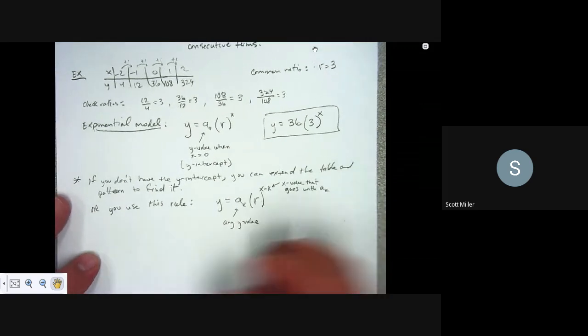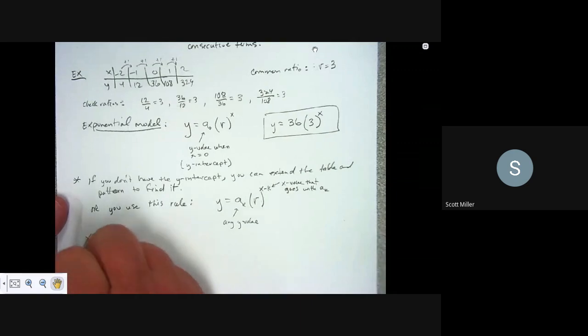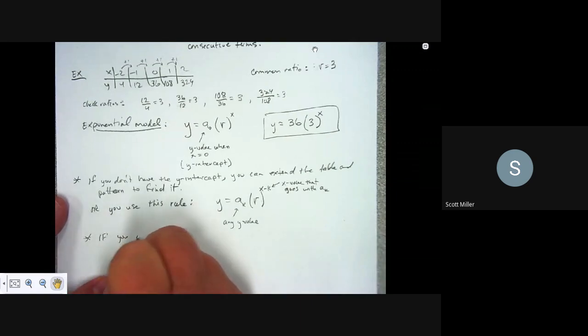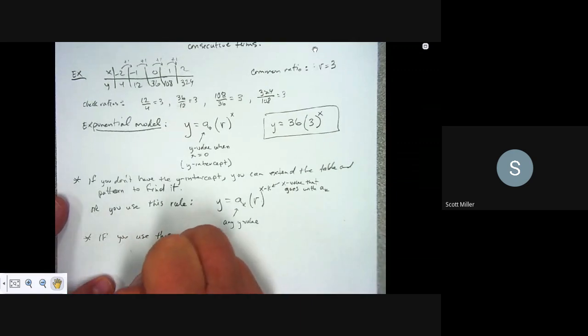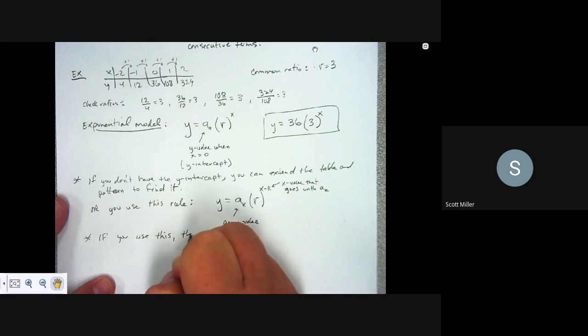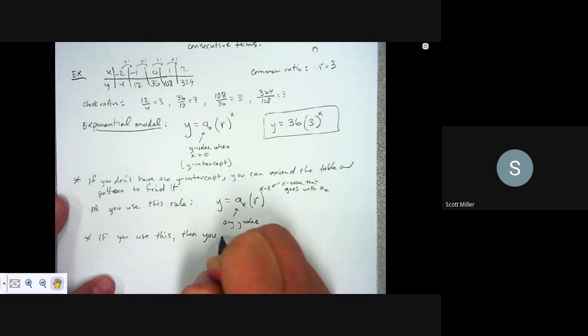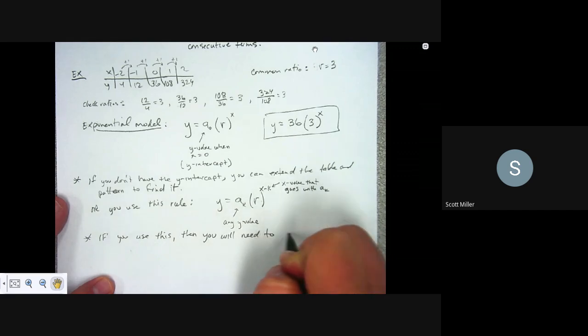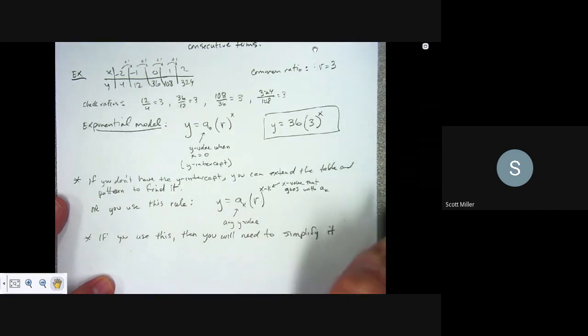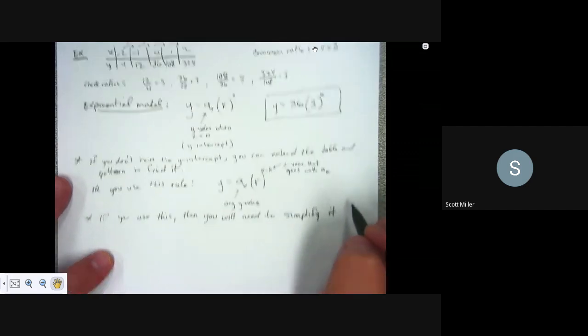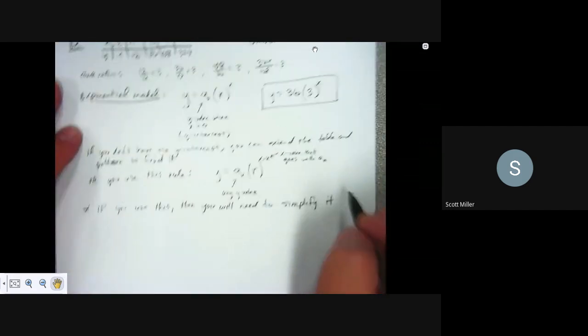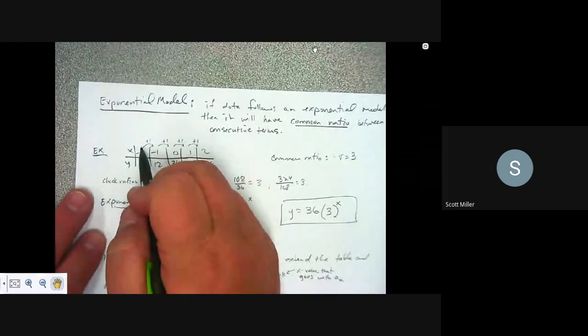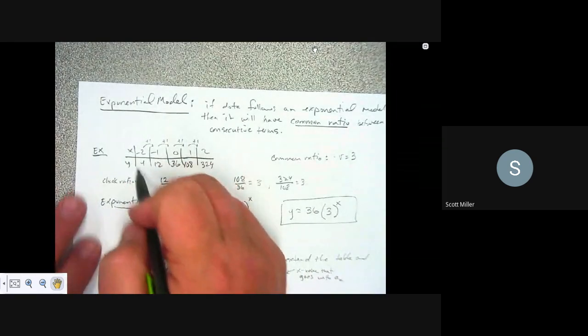Okay? So, little note here. If you use this, then you will need to simplify. Okay? So how do I do that? Let's look at it. We're going to use the point up here. We're just going to use this one right here, the -2 and the 4.